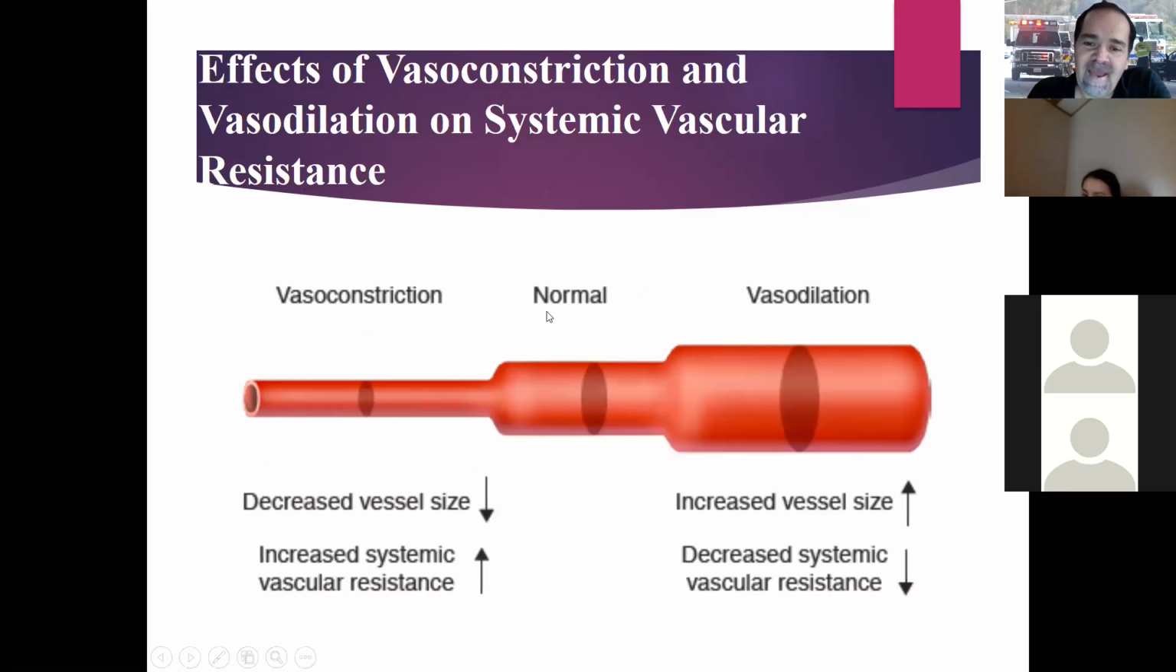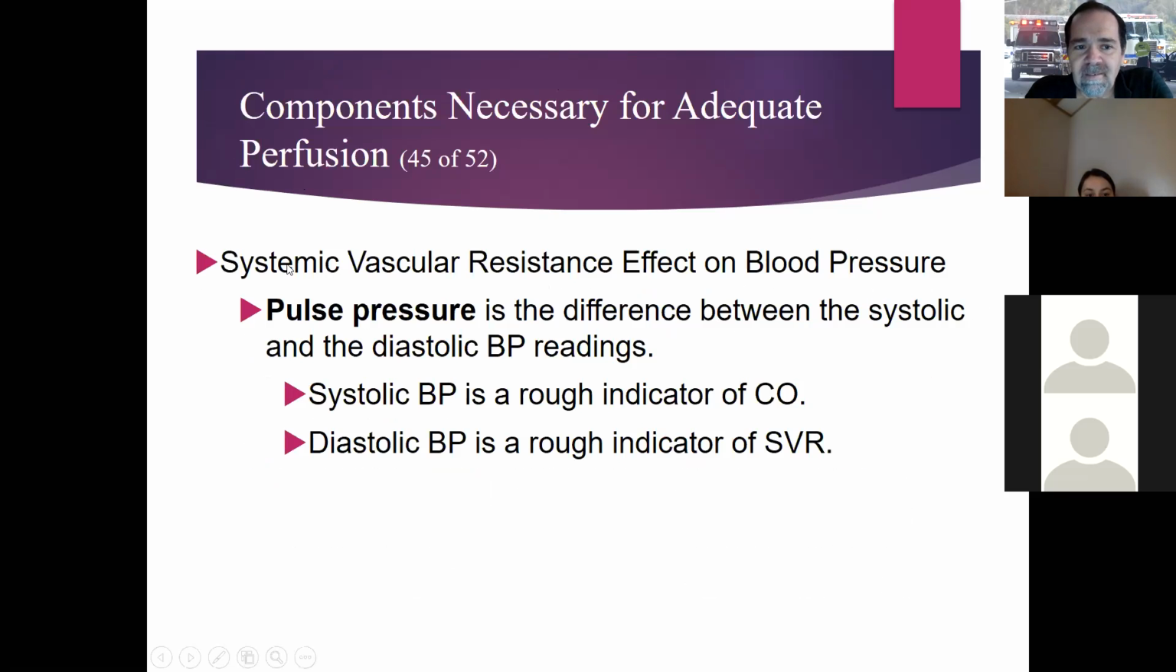And here you have a diagram on a vessel. A condition is vasoconstriction, which decreases the lumen, which gives you higher blood pressure, as opposed to vasodilation, which opens it up. That was not right. Vasodilation actually increases the size of the lumen of the blood vessel, which decreases blood pressure. Now, systemic vascular resistance affects blood pressure or pulse pressure.